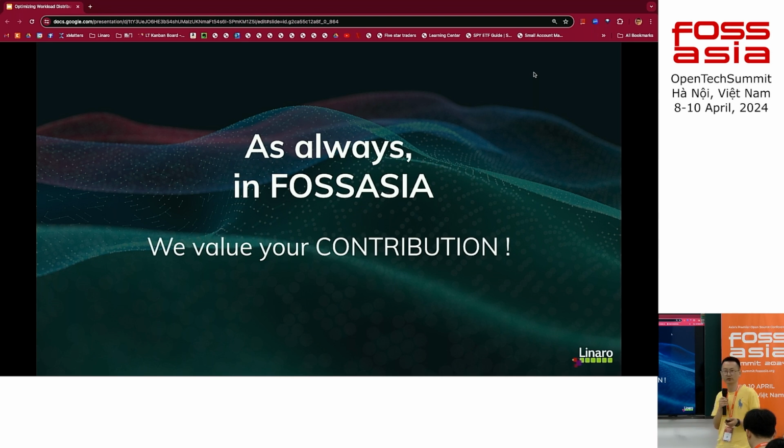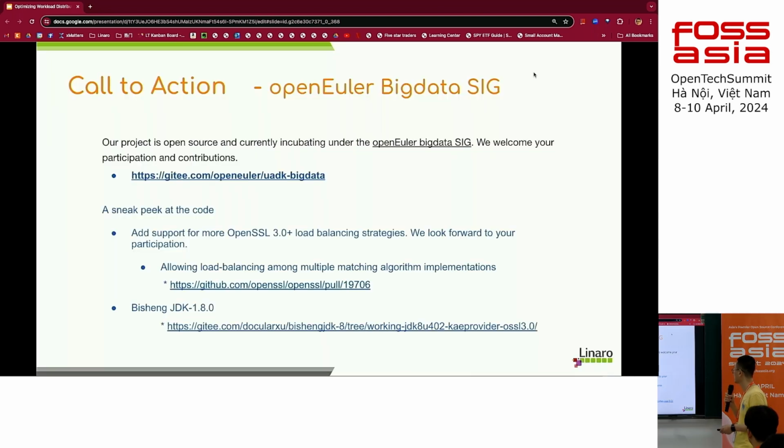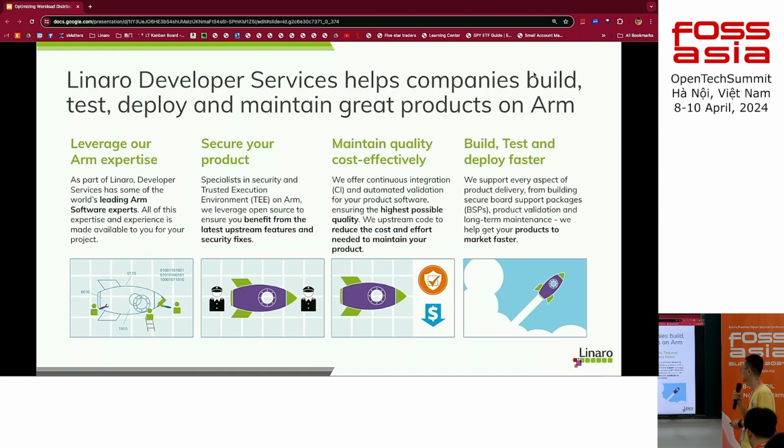As for open source software, we always welcome your contributions. This project is incubating under the openEuler Big Data SIG. Welcome to log in, join the community, check the code, and find ways to utilize your hardware better.